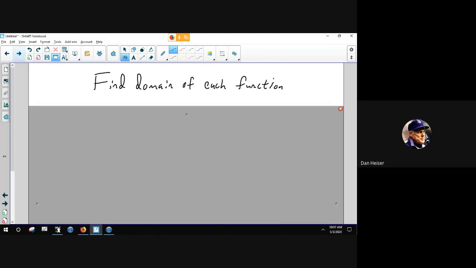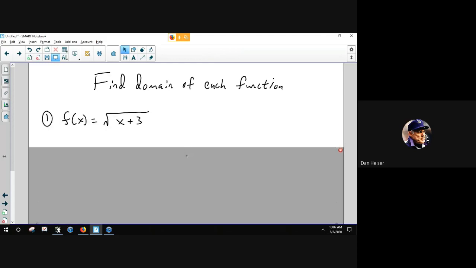Let's look at some more examples. These we're only going to find domain. Domain only for these. Here's a square root. We have to ask ourselves, what can go in a square root? Any positive number? I can take the square root of a positive number. I can take the square root of 0, but I cannot take the square root of a negative.